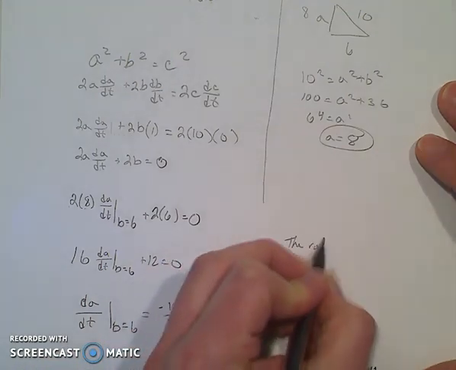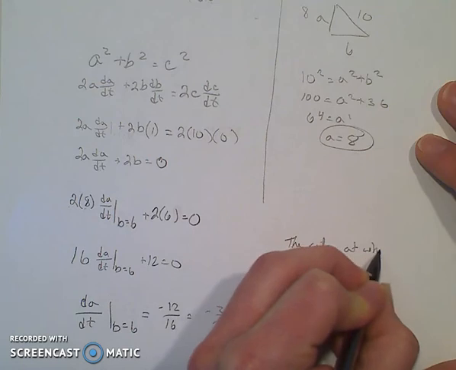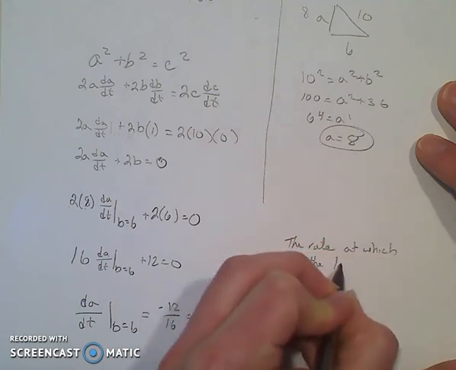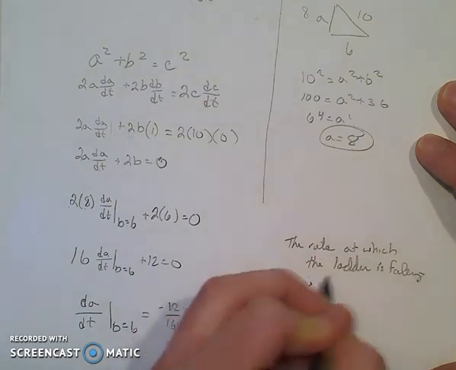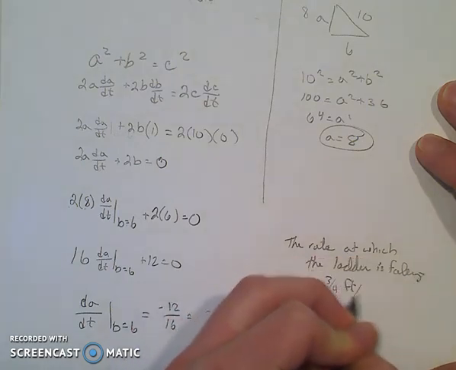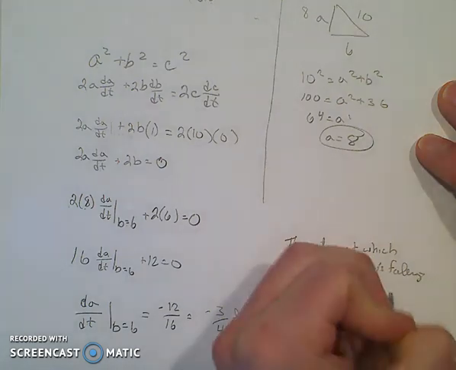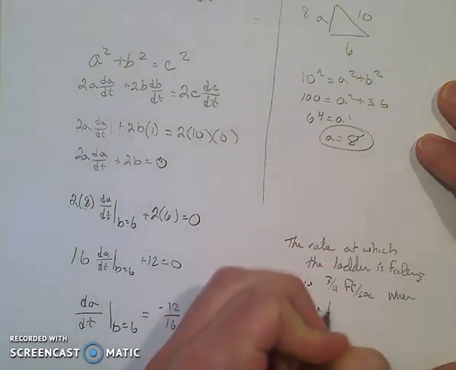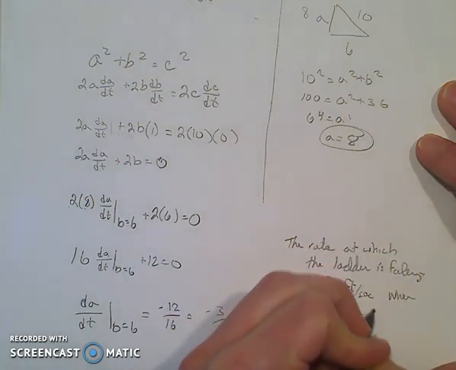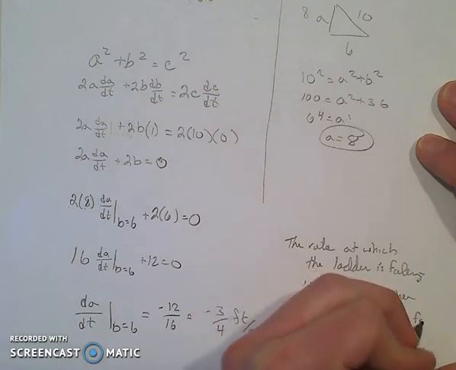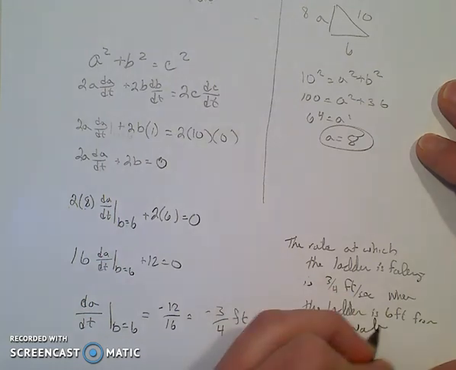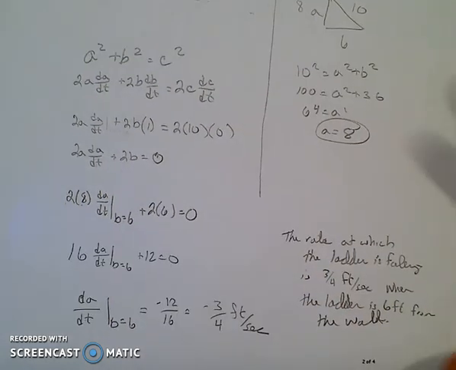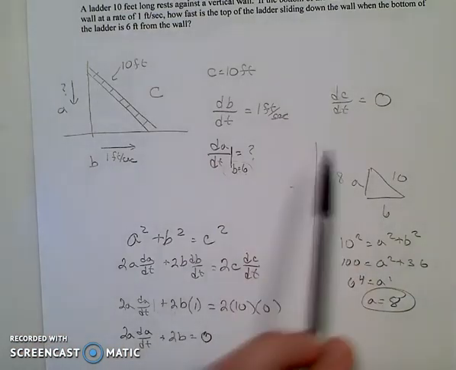The rate at which the ladder is falling is 3/4 feet per second when the ladder is 6 feet from the wall. And we're done. So again, the key is your givens right here.